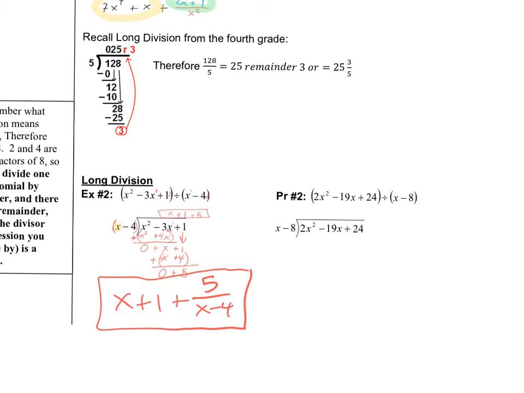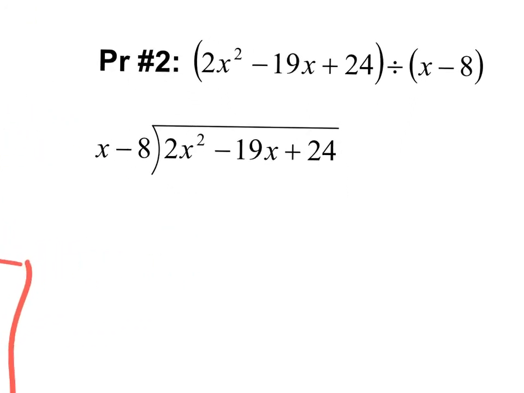Okay. I know it's new. I know it's a lot to think about, but I think you guys can do it. I'm going to just kind of get you started on practice number 2 and see if you can't keep going from there. So let's talk about practice number 2 now.